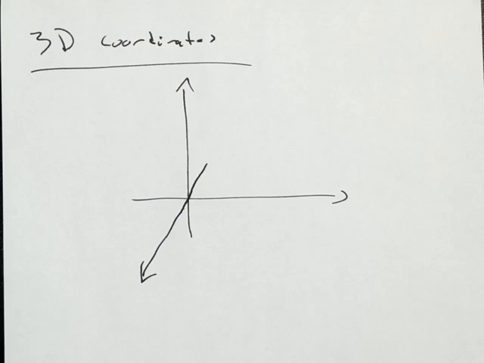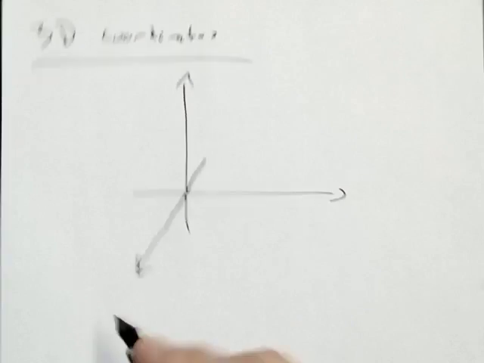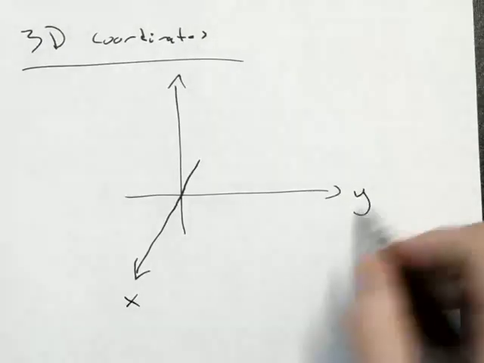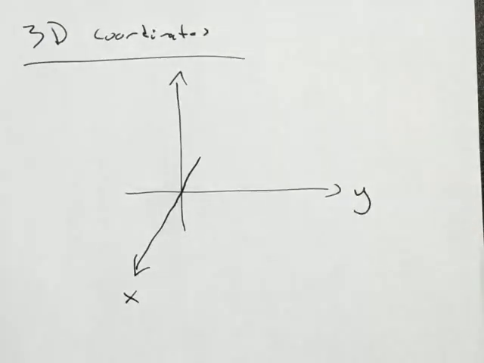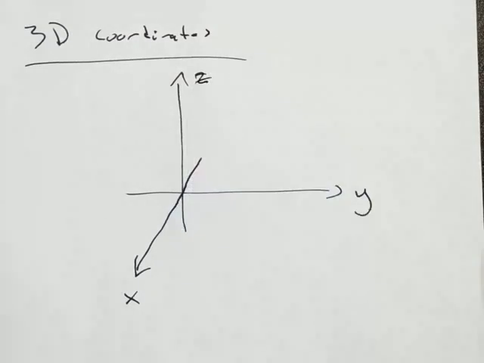So I'm going to label this, and the one that's coming straight out at us is going to be the x-axis. So I have x here, y here. That means that the Cartesian plane is the floor, x and y. And then the z-axis is up. We call this a right-handed system.